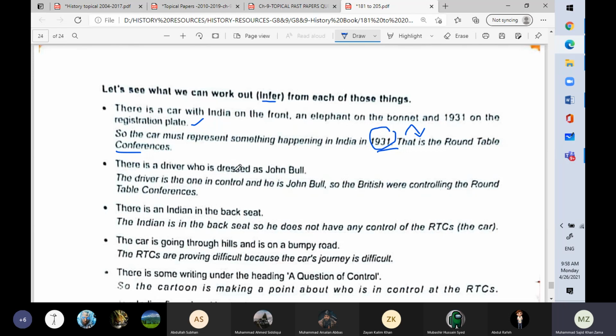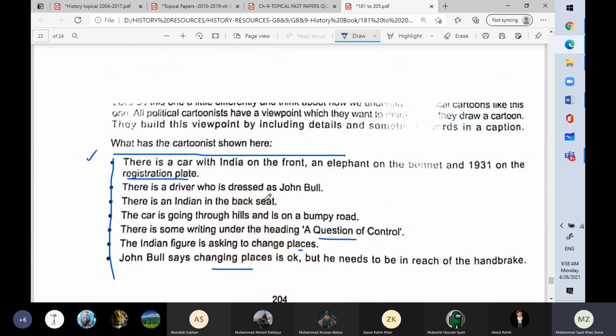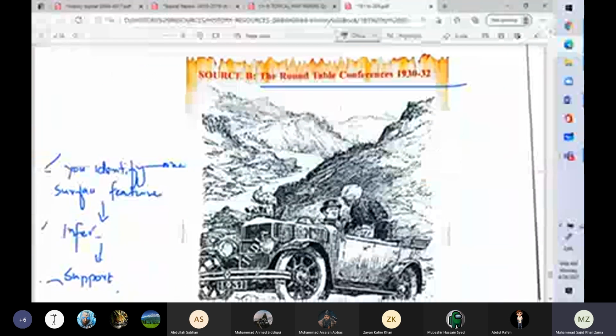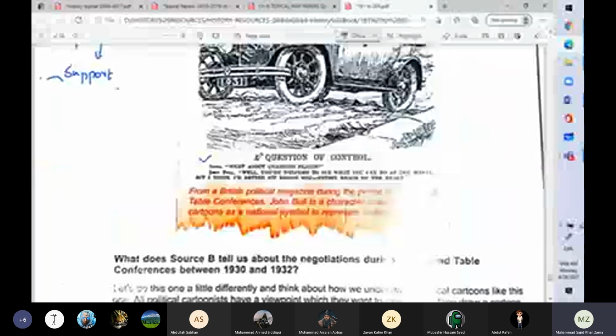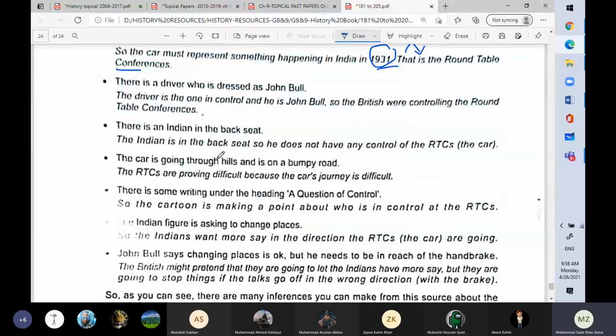The driver is dressed as John Bull. The driver is the one in control, and he is John Bull. So Britain was controlling the roundtable conferences. As you can see, every feature identified is interpreted in the context of the event, the roundtable conferences, because this information is given to you: the roundtable conferences 31 to 32, a question of control, and other information. So this source is quite explanatory.